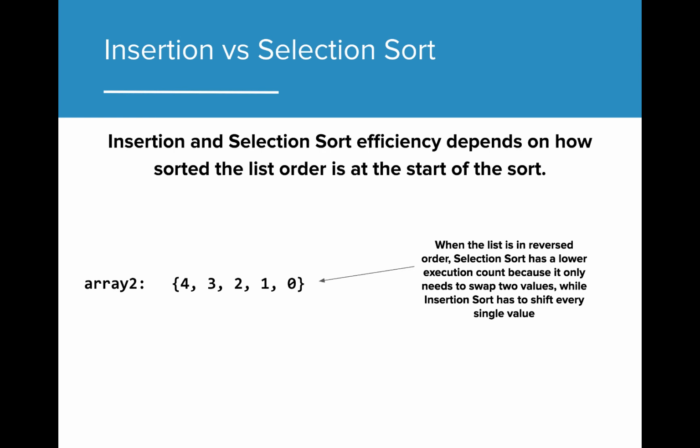Alternatively, when the array is completely reversed, selection sort is more efficient. Insertion sort has to shift every single value when executing the while loop, as every value is greater than the one that came before it, while selection sort will only swap two values, 4 and 0 and 3 and 1, before being completely sorted. As a result, the execution count is much lower for selection sort in this particular case.